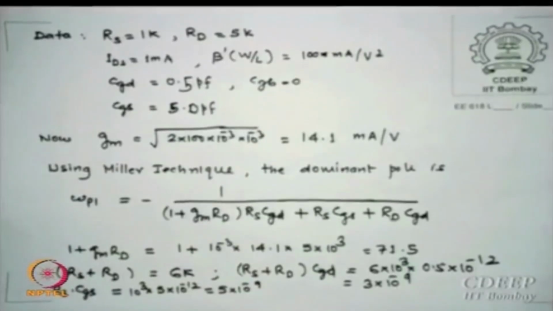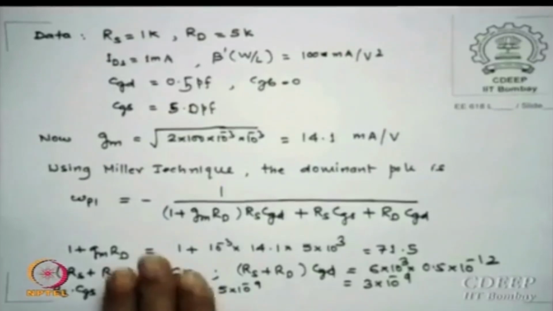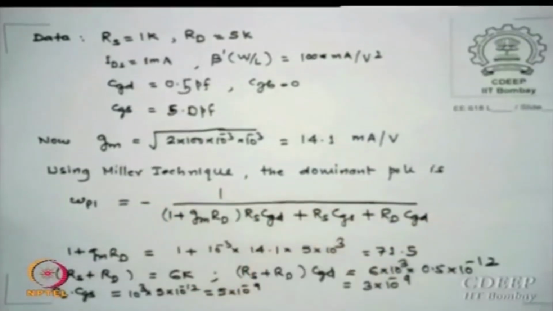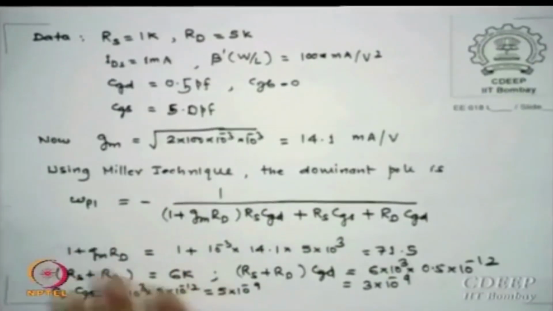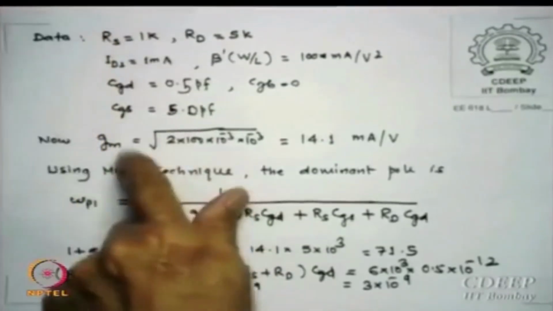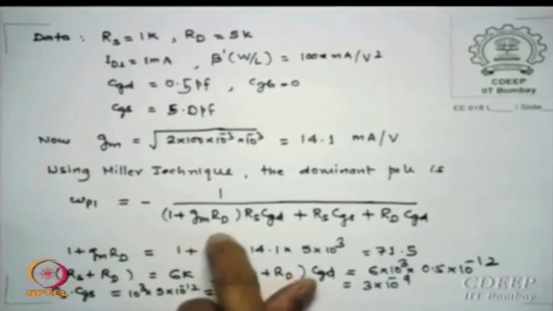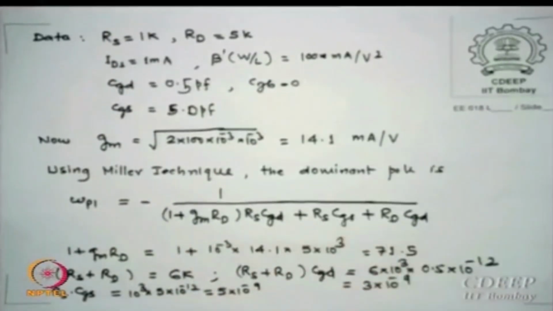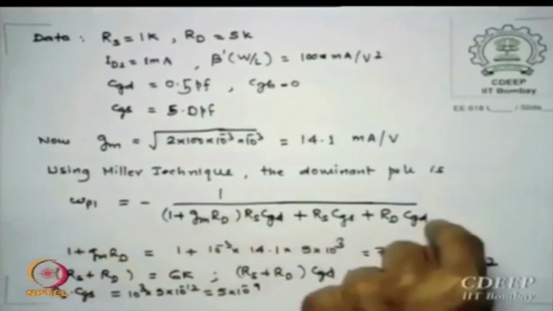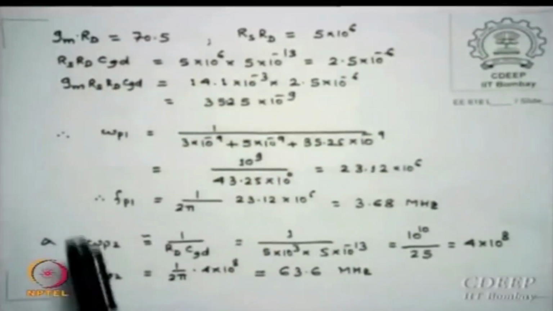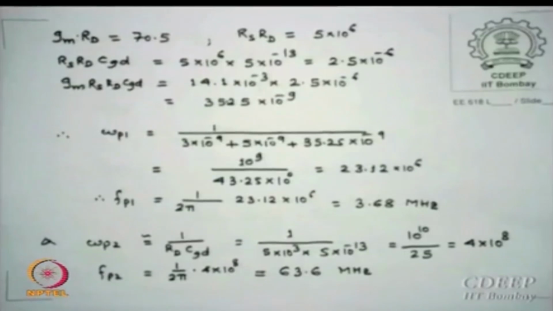You don't need to follow anything here, write down this and I will give the final answer. Time is running out. I repeat omega P1; you should write this data, and GM maybe you can write, I have calculated. The dominant pole is 1 plus GM RD, RS CGS plus RD CGD. This is by Miller's theorem. Substitute all of it as given, using the data I have calculated. So the dominant pole appears at 3.68 megahertz.